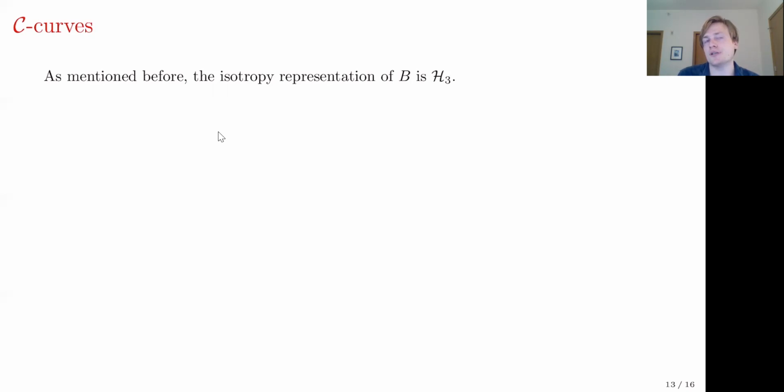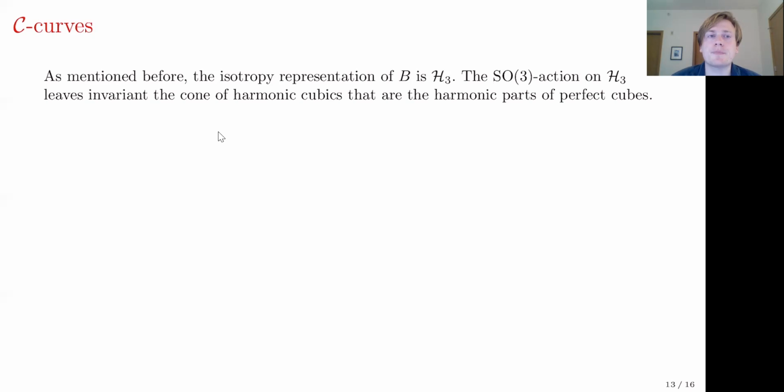Our class is going to be called the class of C curves. As I said before, we think of B as the homogeneous space SO(5) mod SO(3). Then the isotropy representation of that turns out to be the space H3, which is the space of homogeneous harmonic cubics in 3 variables. The action of SO(3) on this space is interesting. In particular, it leaves invariant the cone of harmonic cubics that are the harmonic parts of perfect cubes.